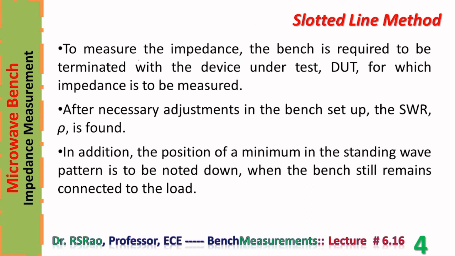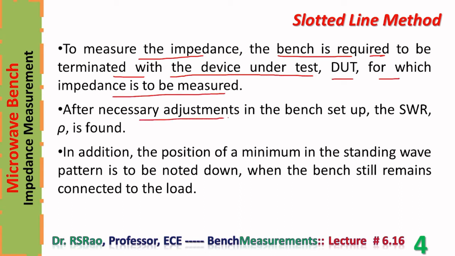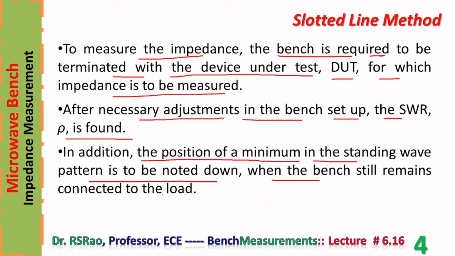Now the procedure. To measure the impedance, the bench is required to be terminated with the device under test, DUT, for which impedance is to be measured. After necessary adjustments in the bench setup, the SWR rho is found. In addition, the position of a minimum in the standing wave pattern is to be noted down while the bench still remains connected to the load. So actually it is a two-step process. Finding impedance by the minimum shift method is a two-step process.